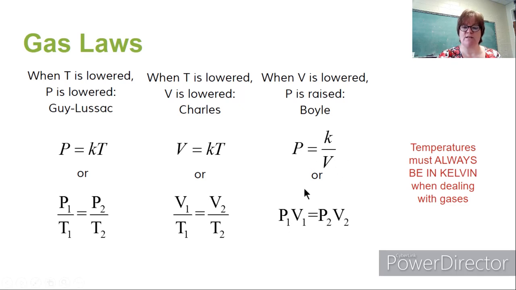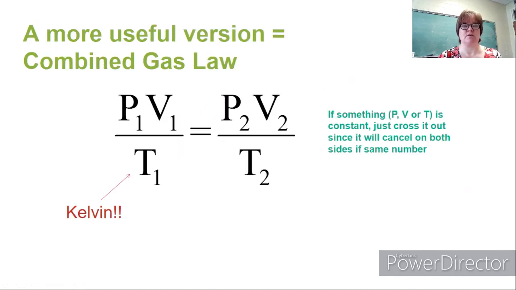And so if we rearrange this, we get P1V1 equals P2V2. So the pressure times the volume at one set of conditions is equal to the pressure times the volume at another set of conditions. And again, if one of them changes and decreases, the other one has to increase. We'll talk about how to manipulate the mathematical relationships a little bit later.